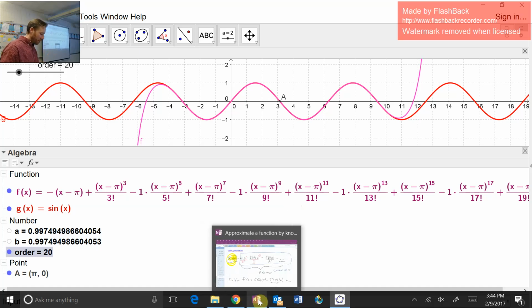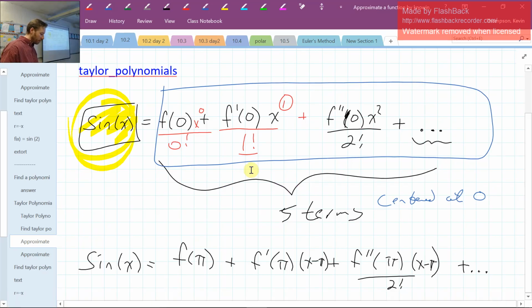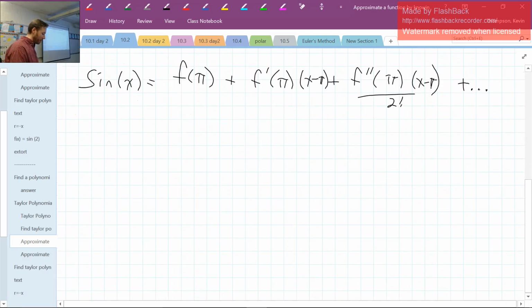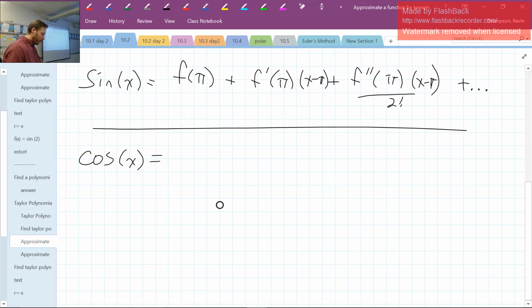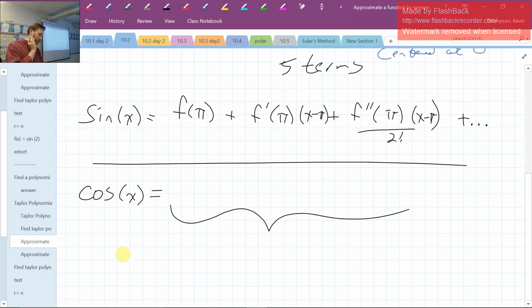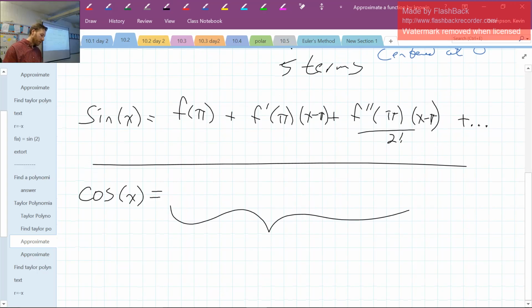So basically, a sine can be thought of as an infinite polynomial, which means a cosine can also be thought of as a polynomial, shifted horizontally. So why don't you write out the first few terms here. Let's center it at 0. What would the cosine of x be as a Taylor polynomial?